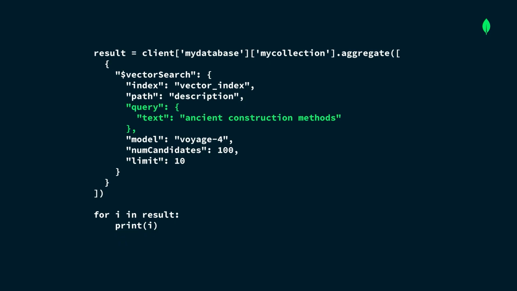Notice the key difference. We don't generate a query embedding ourselves. We simply pass the raw text in the query field along with the model name, and MongoDB handles the embedding behind the scenes. The vector search stage is also simpler. No query vector to manage, just text in and results out.